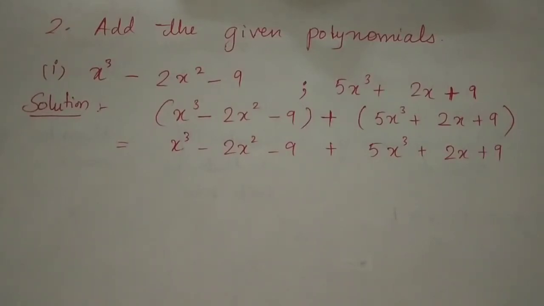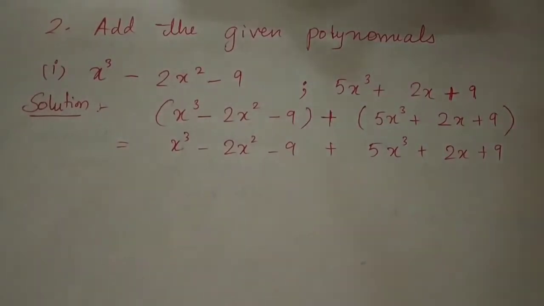square. With 2x square, do I have any pair here? There is no pair, so 2x square will remain alone. After 2x square, I'll write down 2x. We should write it in standard form. So after 2x square, we'll write down only 2x. Yes, because again with 2x there is no pair for it, right? And the last ones will be minus 9 and plus 9.